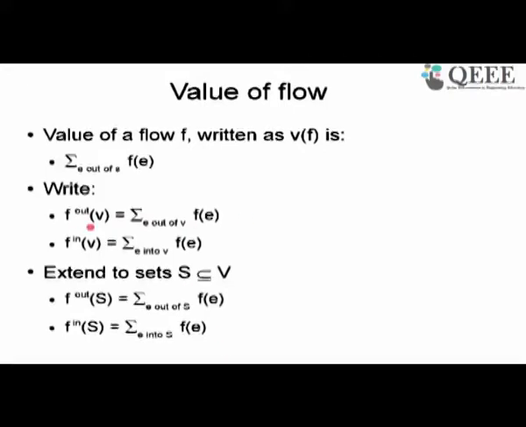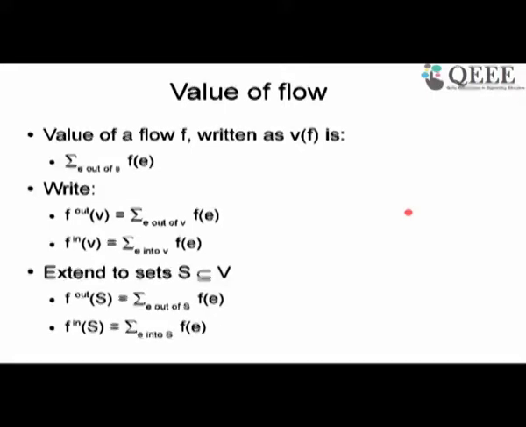You can extend this F in and F out to sets. If S is a subset of vertices, a set of vertices, then I can write F out of S as the total flow out of the set S. There will be some flow getting into S, there will be some flow going out of S, and there will be some flow rotating around inside S. We are not interested in the flow going around inside S. We are looking at the flow that is coming into S, which is called F in S.